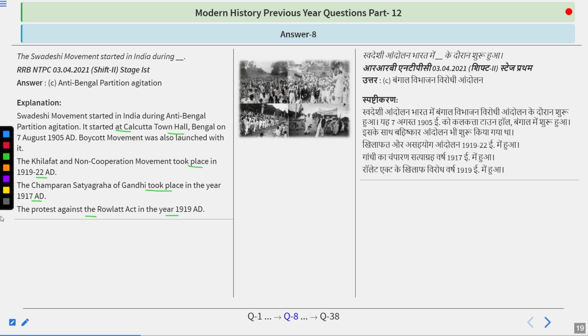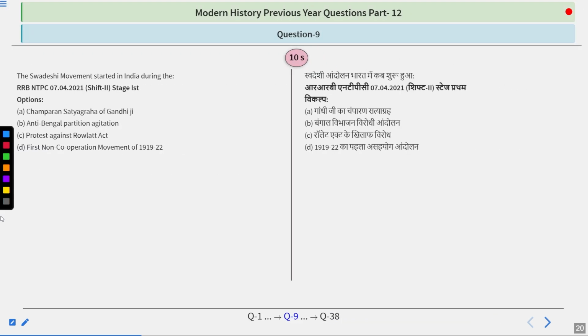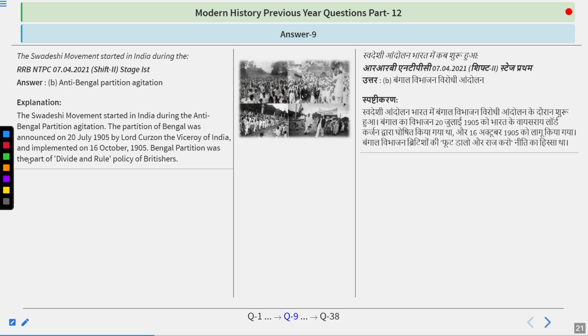So remember this question. The Swadeshi movement started in India during the Champaran Satyagraha of Gandhiji, anti-Bengal partition agitation, protests against Rowlatt Act, first non-cooperation movement of 1919-1922. So take your time. So I guess the answer is quite simple because the answer is anti-Bengal partition agitation. Swadeshi movement started in India during the anti-Bengal partition agitation.